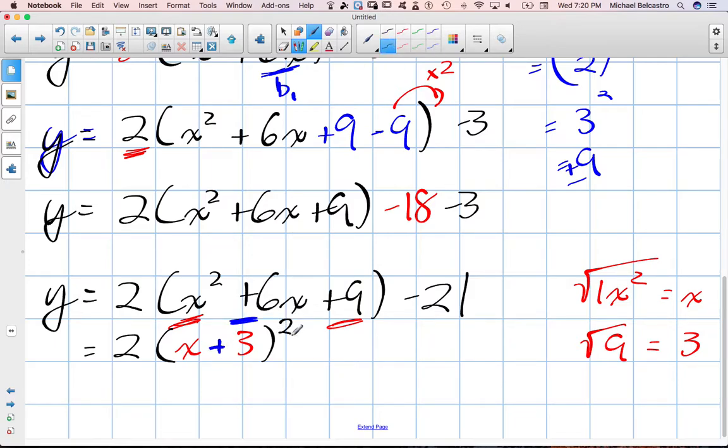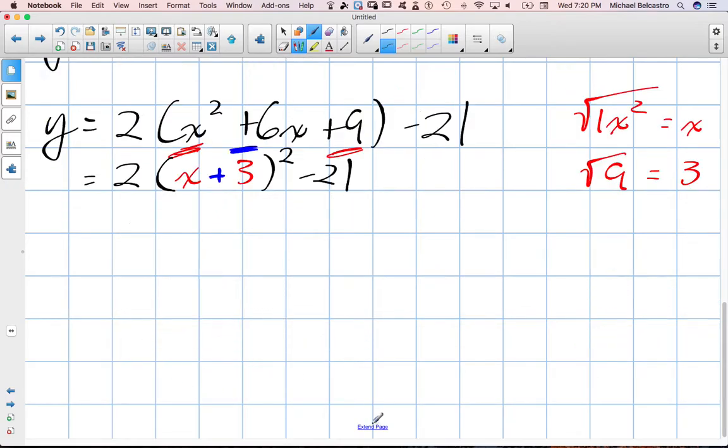It's actually been factored. So if this is hard to remember, you can always go through your sum and product. I'll do it really quickly on the side. Let's bring down our negative 21. Technically, we're in vertex form now. We've completed the square.